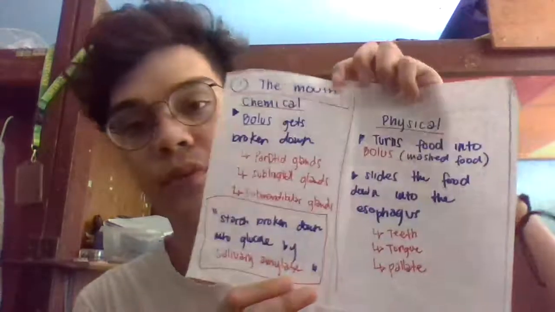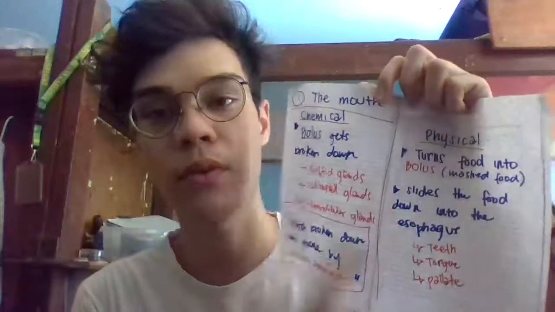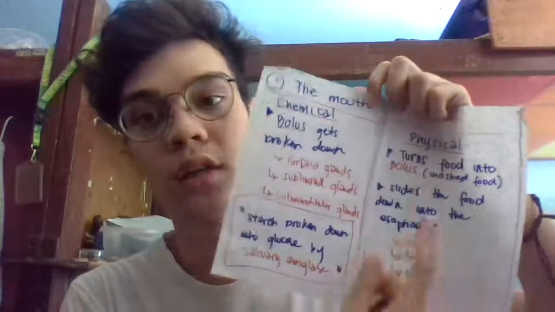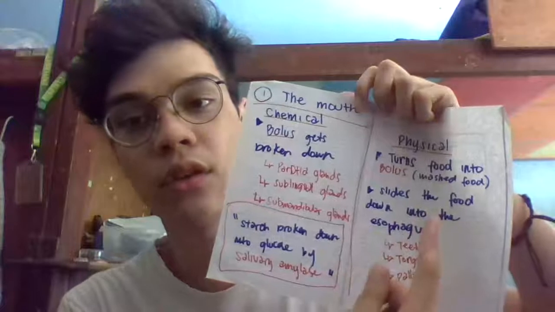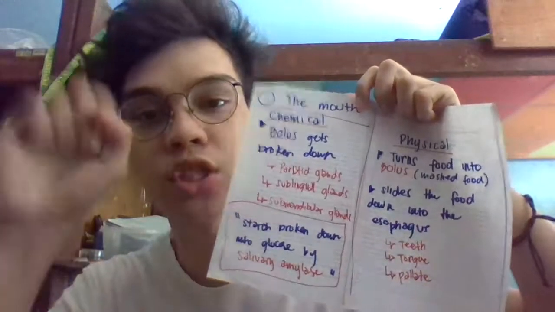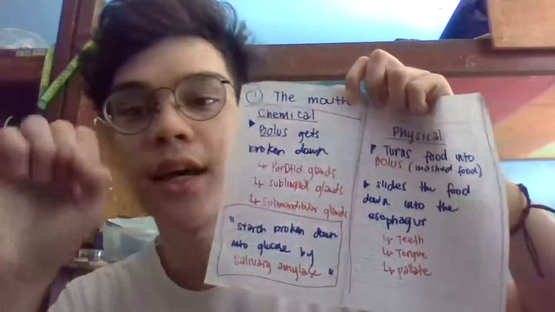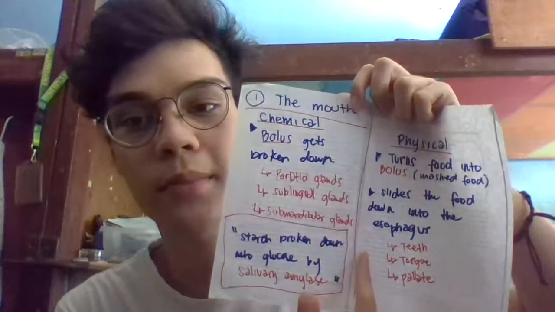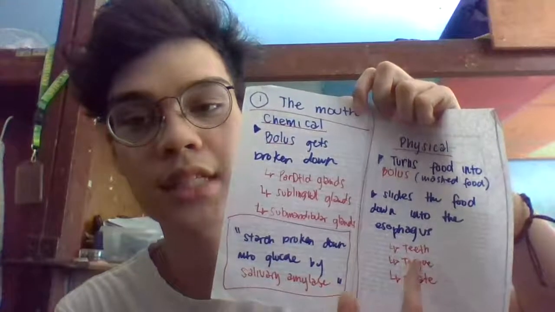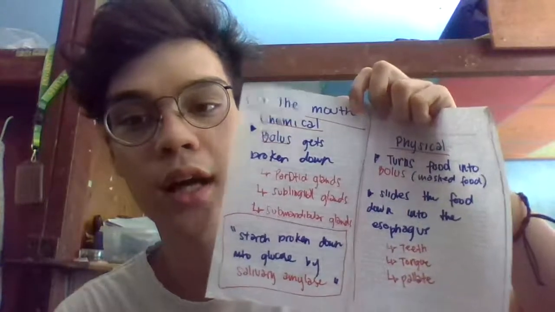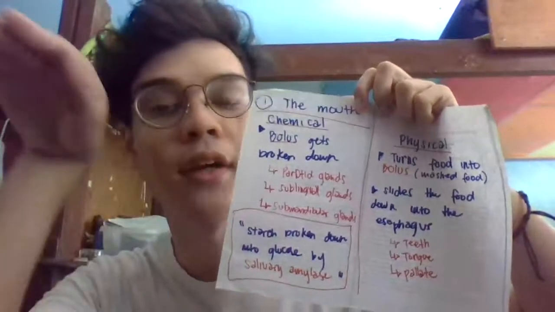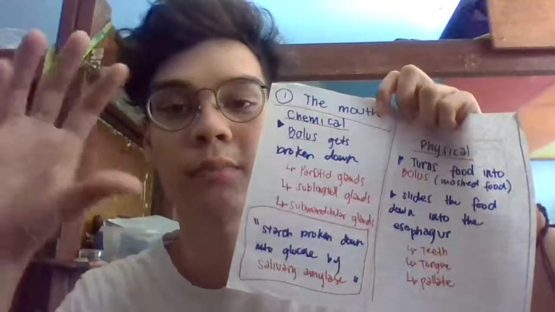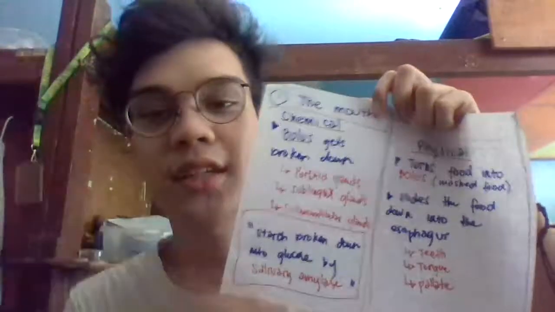Now for the mouth, there are both physical and chemical digestion occurring. For the physical, the food turns into bolus because it's smashed together by the teeth, and then the food slides down to the esophagus. So the teeth play a part here, the tongue, and the palate, which is the roof of the mouth, which helps the tongue push and mash it together as well.